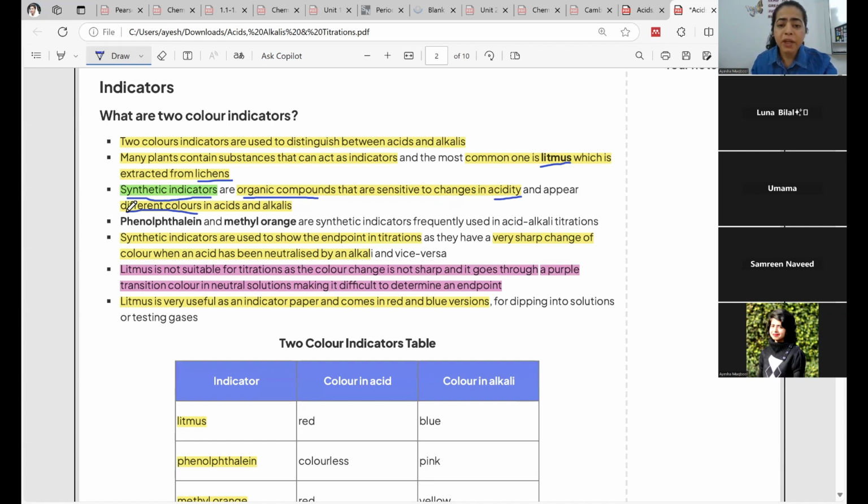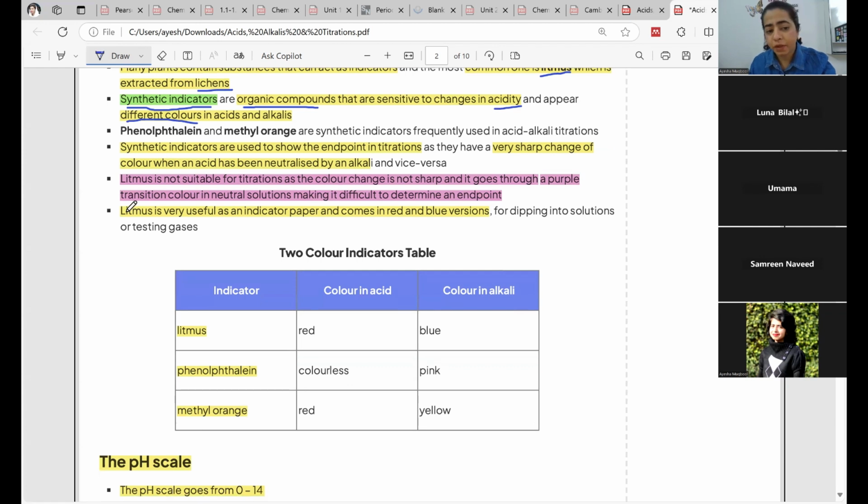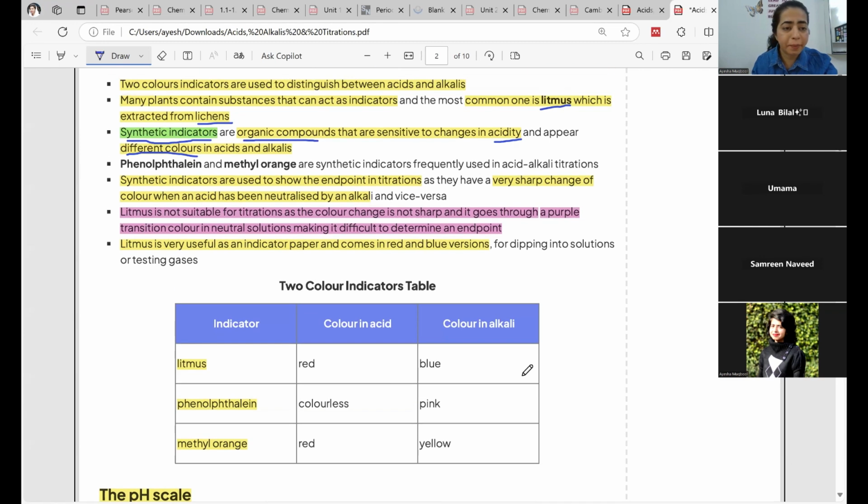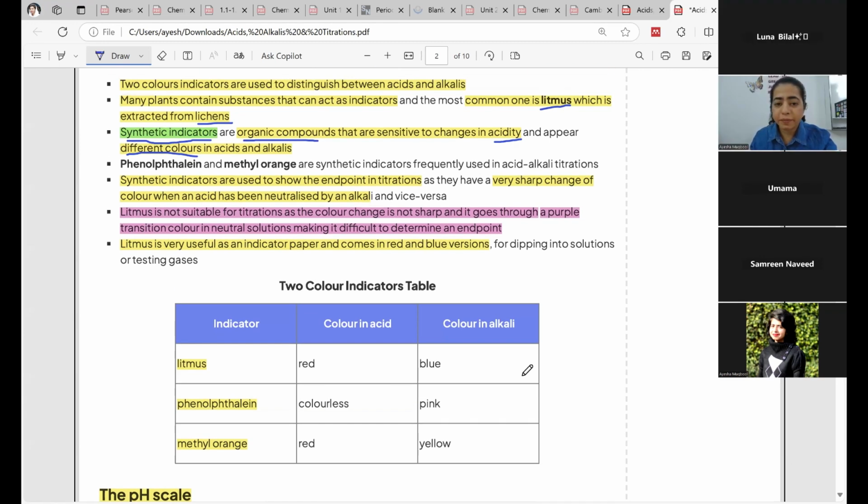Commonly used indicators are three. Litmus, which you already know. Two will be new for you: phenolphthalein and methyl orange. Their color changes you have to remember. Litmus gives red in acid, blue in alkali. Phenolphthalein gives colorless in acid, pink in alkali. Methyl orange is red in acid and yellow in alkali. So their names and their color changes in acid and alkali you need to remember. Okay, yes, Luna.